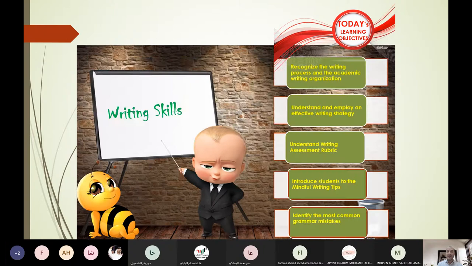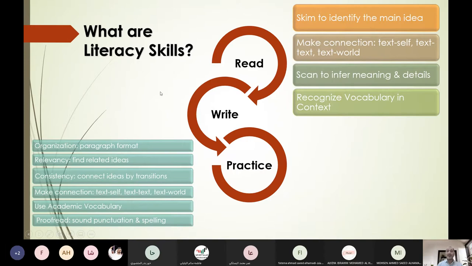Okay, as you see here, what are literacy skills? Literacy includes reading and writing. We already had a session on reading, but for today, I'm going to focus mainly on writing. Organization, like paragraph prompt, format, relevance: find related ideas, which are supposed to be related to each other so that you'll have consistency and coherence. Consistency means connecting ideas by using transitions, like transitional words or phrases. Making connections: you connect the topic of the writing with something you read about, text to text, or your own experience. We use this technique in reading as well, so it would be very effective to use it for writing.